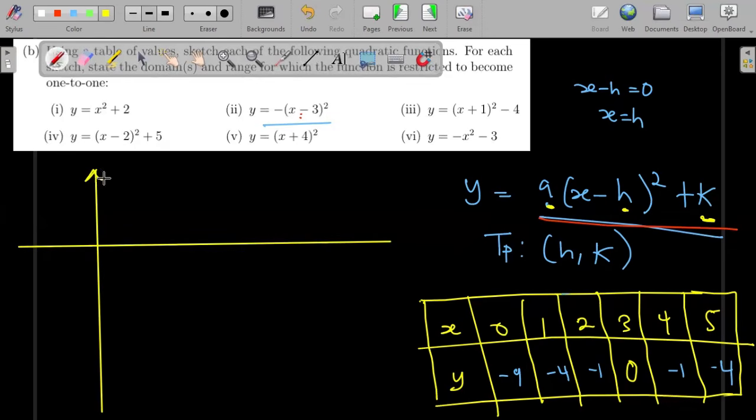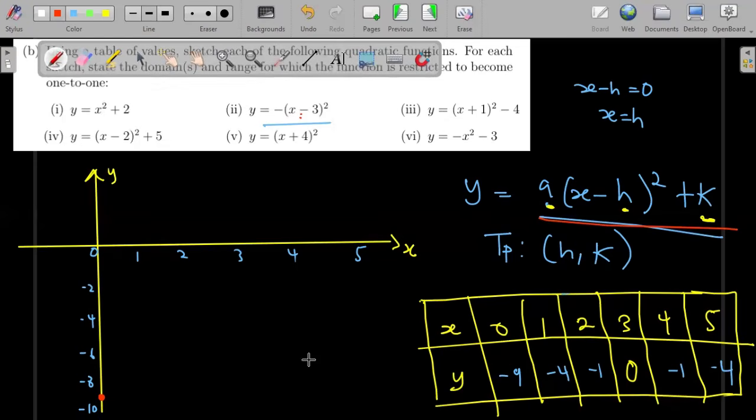Just look at the pattern that the numbers are going to form, and then you can decide which one is a better sketch. So I have 0, 1, 2, 3, 4, and 5. And then here I'm going to put in the 2's. So this will be minus 2, minus 4, minus 6, minus 8, minus 10. So I'll start with the 0. So 0, comma minus 9. Minus 9 should be between minus 8 and minus 10. So it's there.